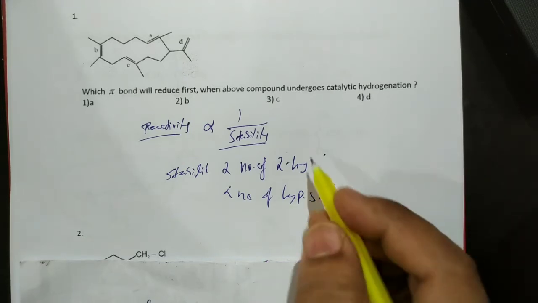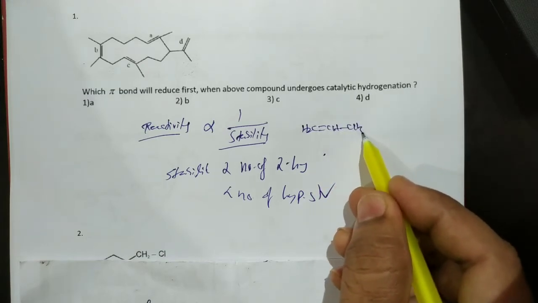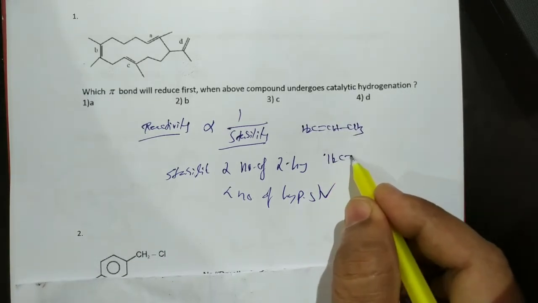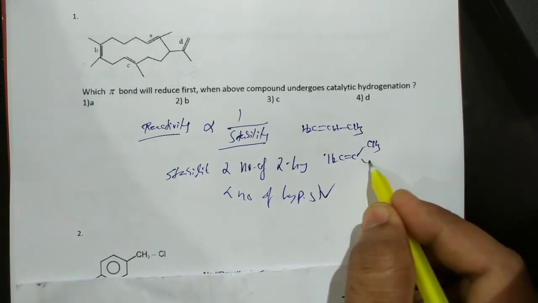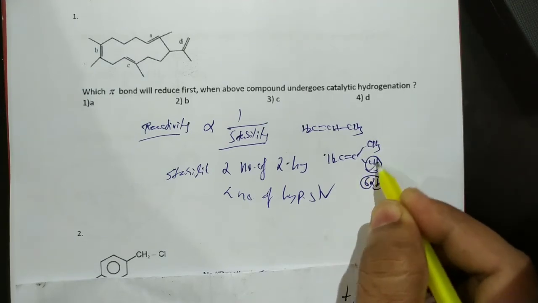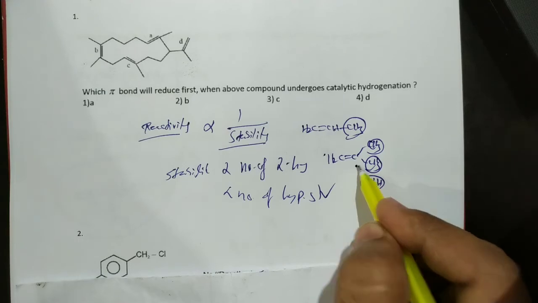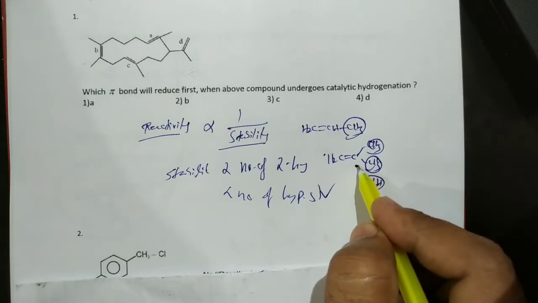Suppose this CH2=CH-CH3, propene, and CH2=C(CH3)CH3. 6 alpha hydrogens for this one, 3 alpha hydrogens for the other. This is the more stable, that means less reactive in a hydrogenation reaction.